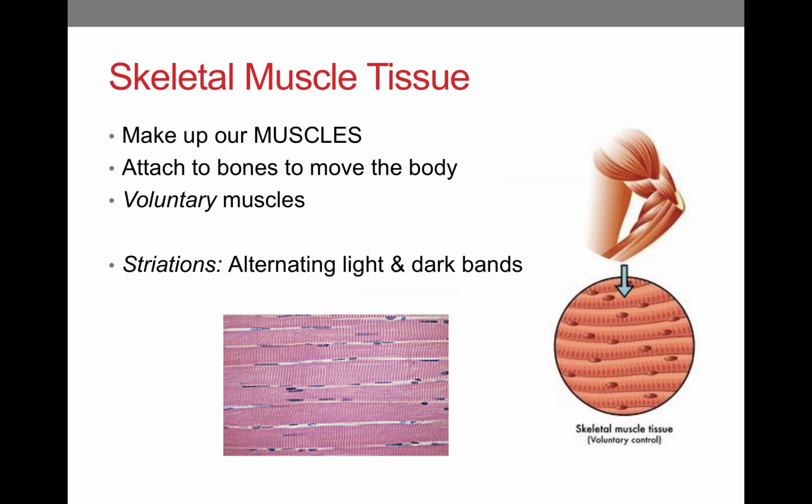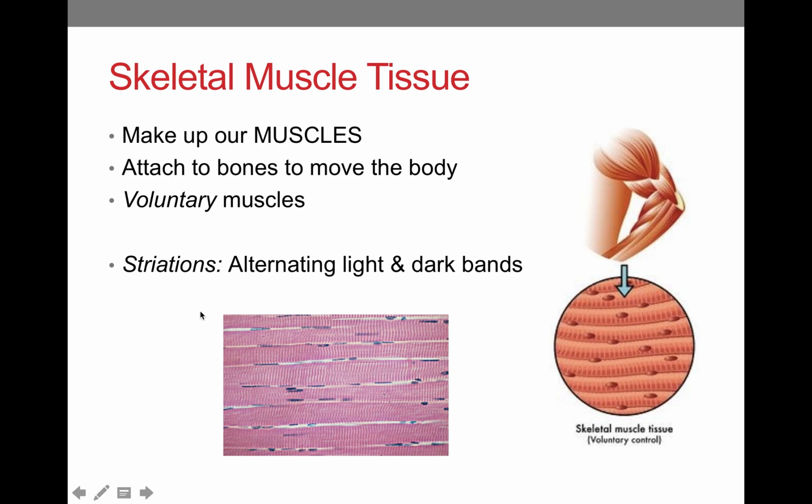Skeletal muscle makes up our muscles. It is what we would normally think of as muscle tissue. Skeletal muscle tissue attaches to bones in order to move the body. Because our muscles are under conscious control, this is known as voluntary muscle tissue or voluntary muscles. We are able to choose to move them. Skeletal muscle tissue, as well as cardiac muscle tissue, have what are called striations. They're alternating light and dark bands.